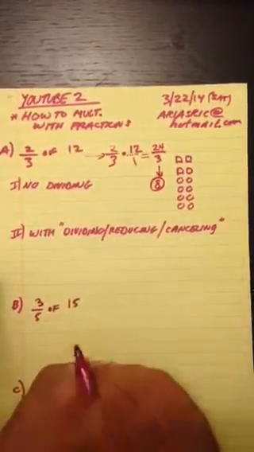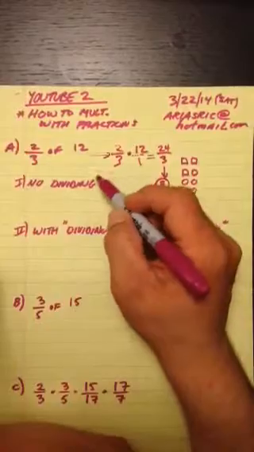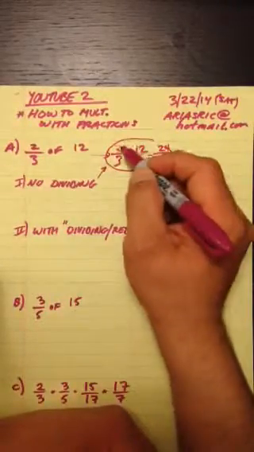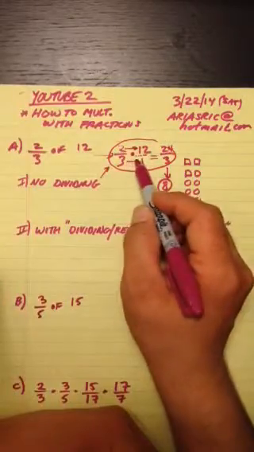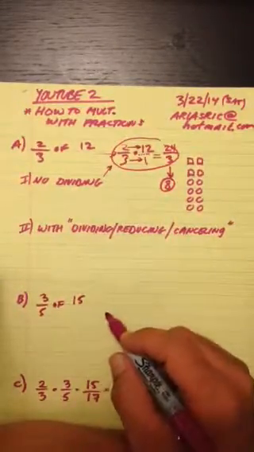So our answer should be 8. 2/3 of 12 is 8. And that was with no division. We just multiplied straight across, numerator to numerator, denominator to denominator, and 24/3 becomes 8.